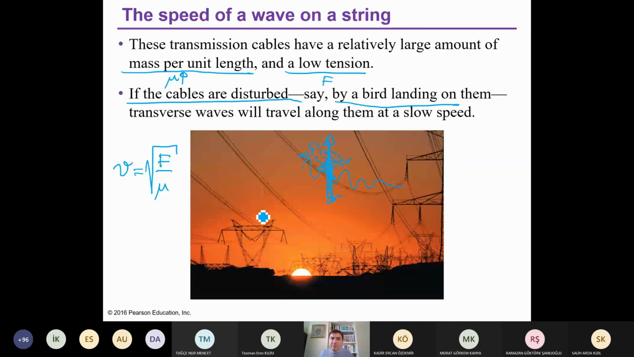But what about the wave speed? Since the tension on these cables is low, here we have low tension in the equation, and since these cables have a relatively large amount of mass per unit length, then the speed of the wave will be very low, okay? So then the transverse waves produced by this bird will travel along them at a low speed. The speed of this wave will be very low.